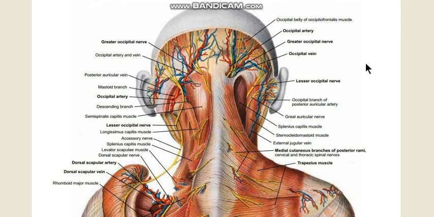Hello everyone, and today we are going to study the suboccipital triangle. The suboccipital triangle is situated behind the nape of the neck, that is in the craniovertebral junction, between the occipital bone and the posterior arch of the atlas and the vertebral arch of the axis.